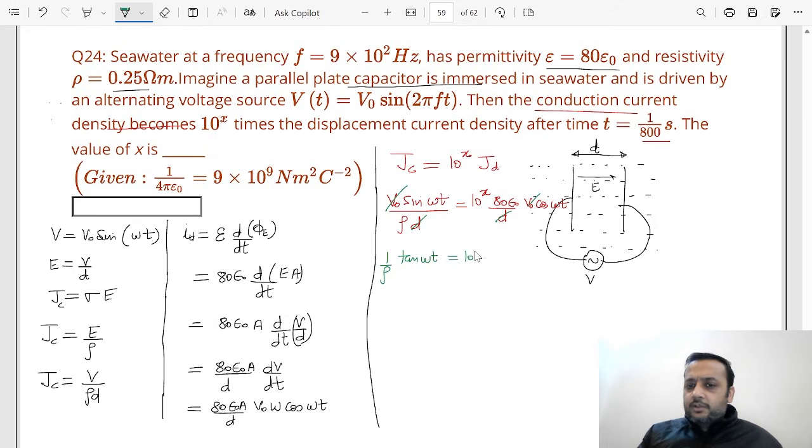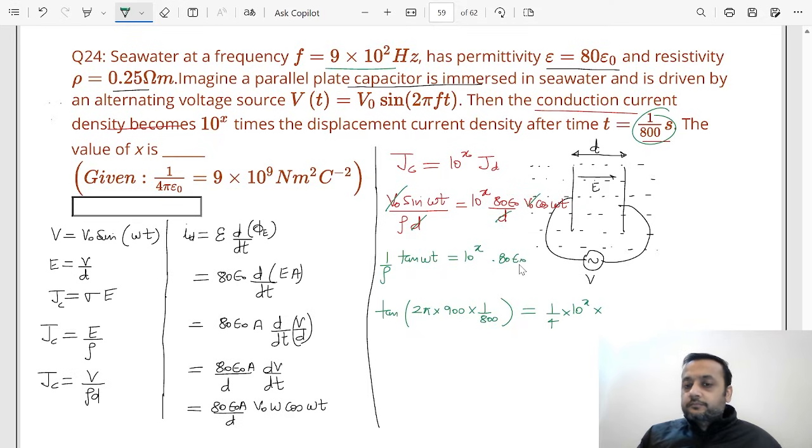This will be 10 to the power x into 80 epsilon naught. Tan of, now let's put the values here. Omega is 2 into pi into f. F is 900, given in the question here. We have to calculate the ratio at time 1 by 800 seconds, so the time value will be 1 by 800. Rho you can bring on the RHS. So rho is 1 by 4. 10 to the power x will remain as it is.